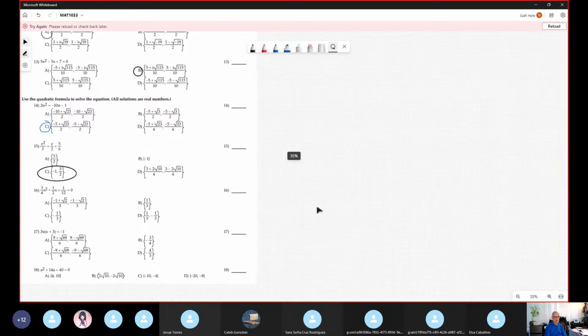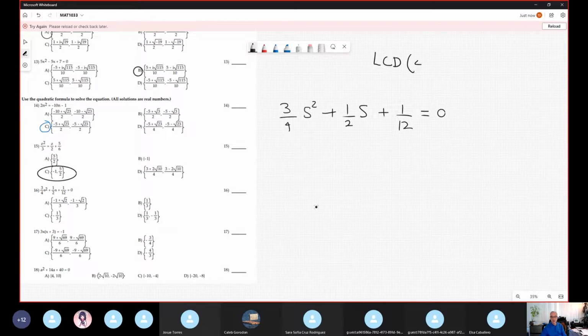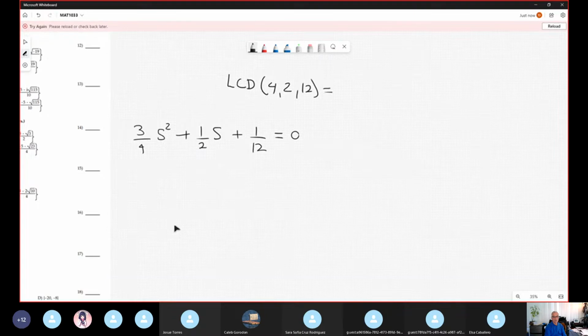Is 16. 16 is 3 over 4, a fraction again. 3 over 4 s squared, the variable is s, plus 1 half s plus 1 over 12. Okay, nice. It's already expressed in standard form. However, the only disadvantage is that it has fractions. What is the least common denominator between 4, 2, and 12? Could you help me? Using intuition, no systematic way. What is the LCD?